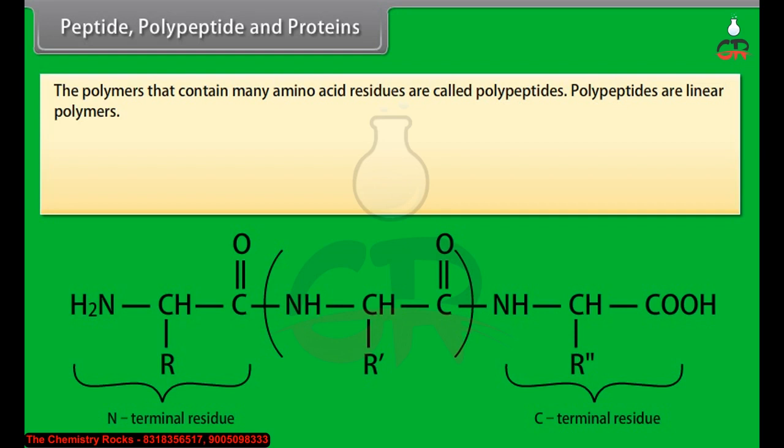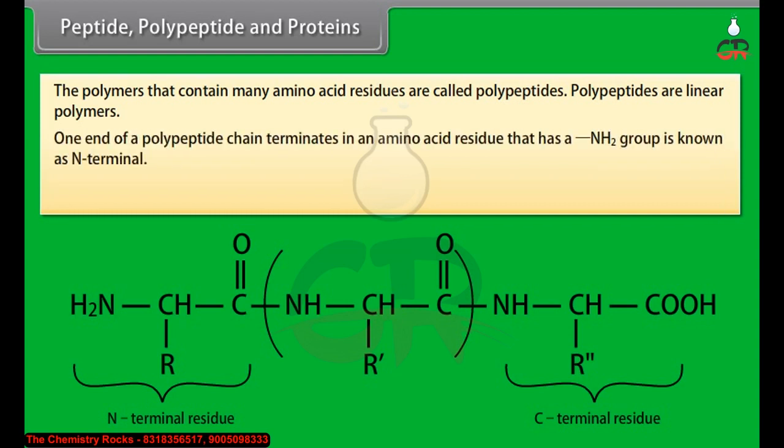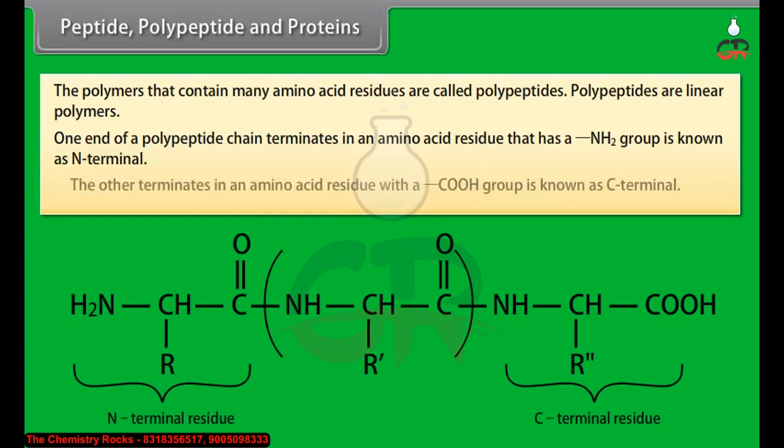Polypeptides are linear polymers. One end of a polypeptide chain terminates in an amino acid residue that has an NH2 group, known as the N-terminal. The other terminates in an amino acid residue with a COOH group, known as the C-terminal.